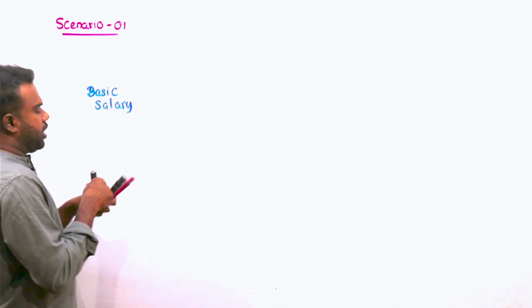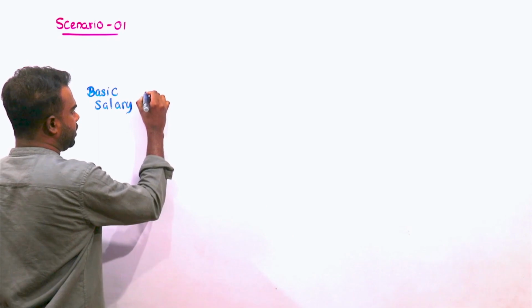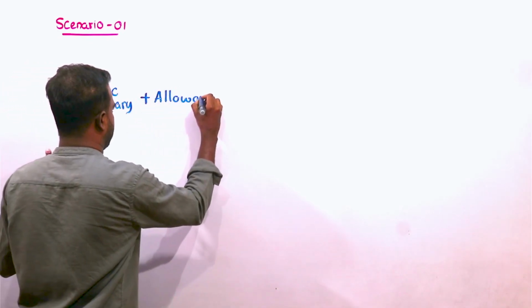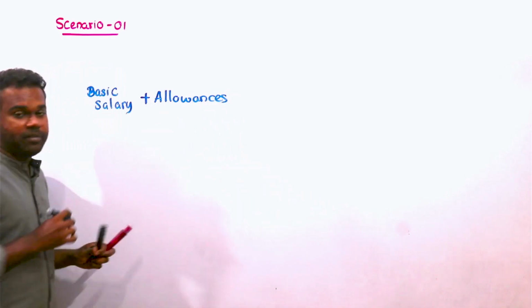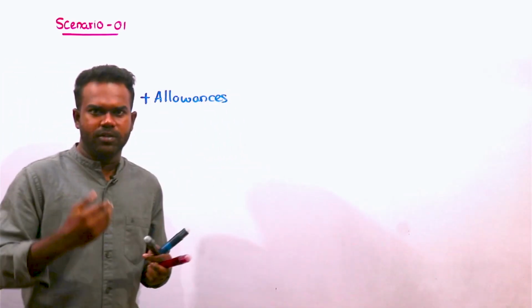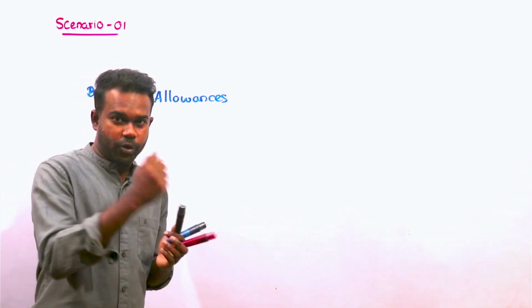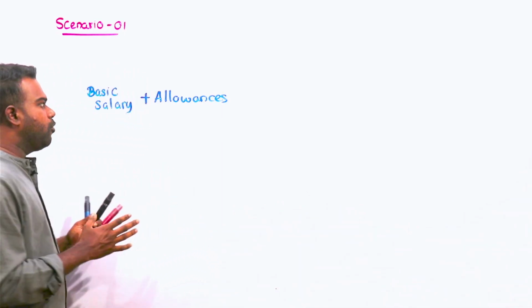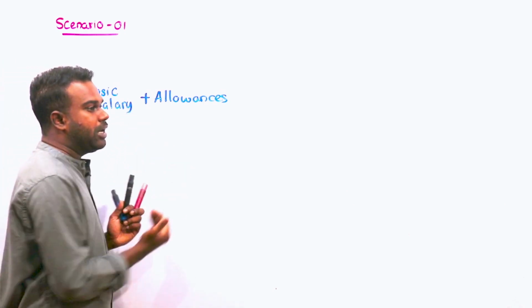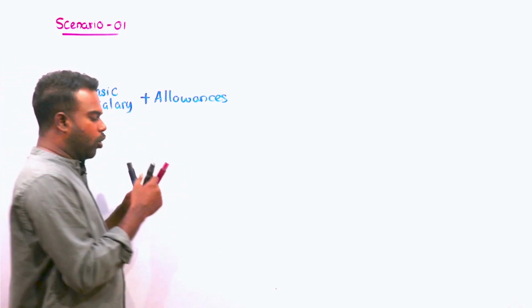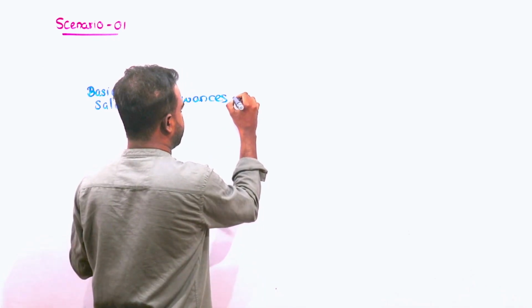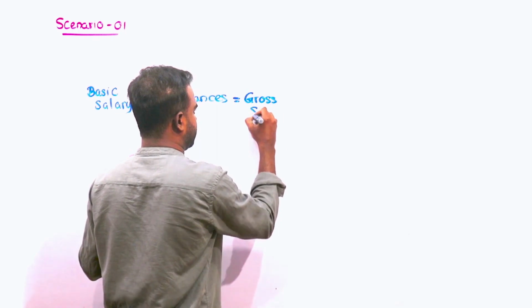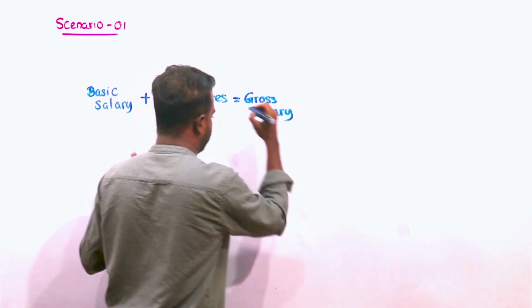And also allowances. I told you, benefits. There are so many allowances: food allowances, uniform allowances, fuel allowance, traveling allowance. Therefore, basic salary and all allowances, the total, we call a gross salary. Gross salary.